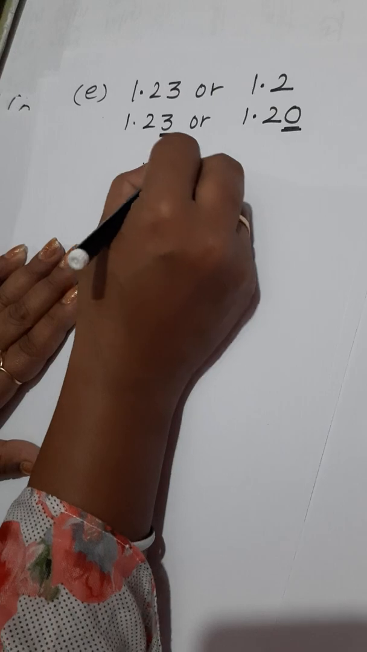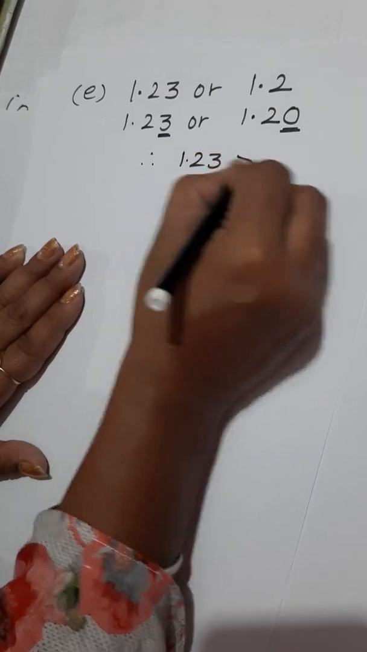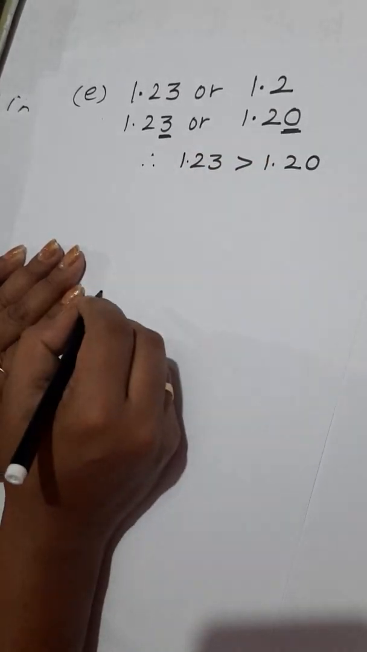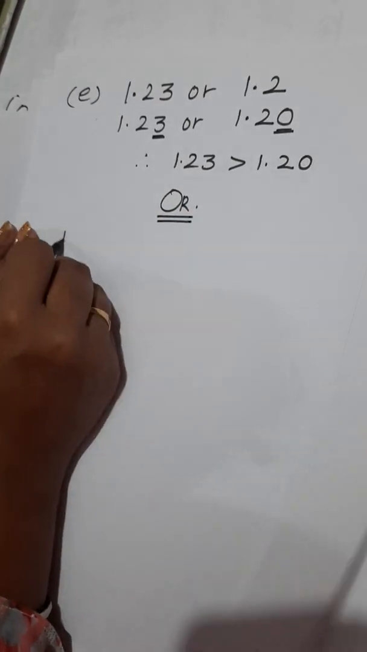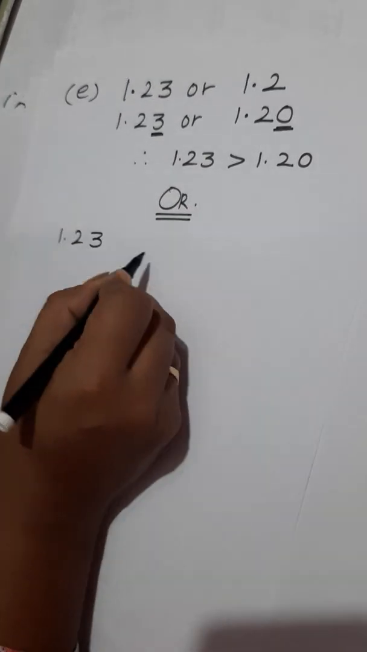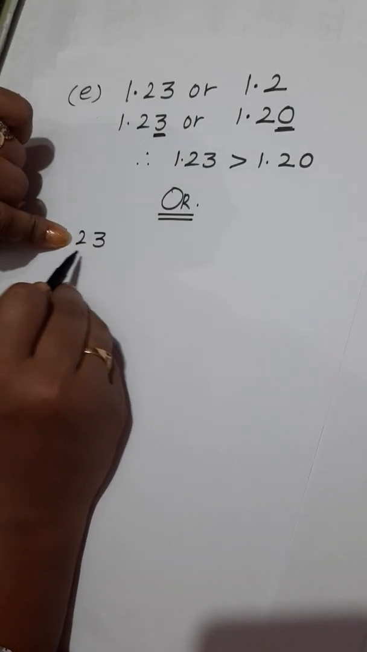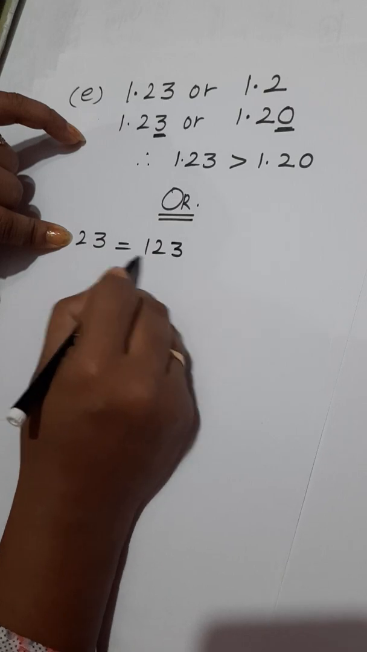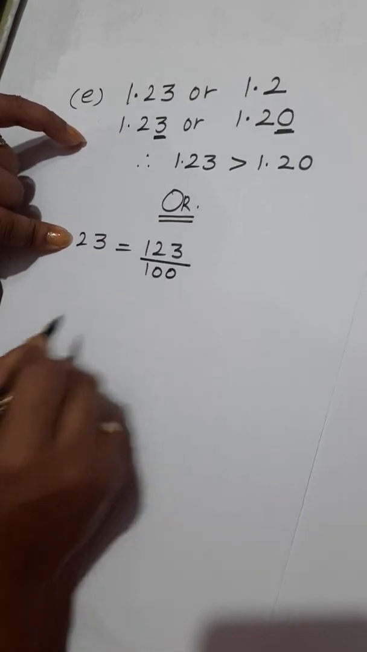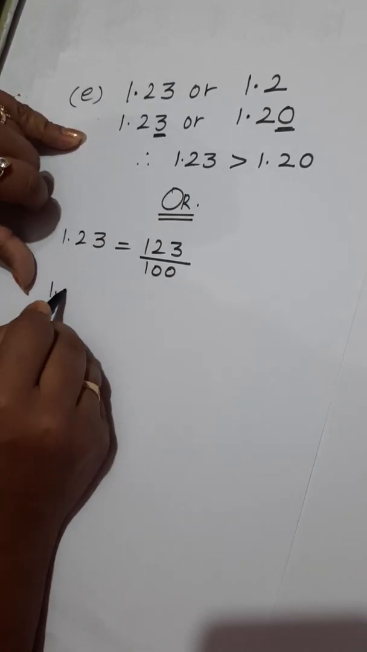So it is clear 1.23 is greater than 1.20. Now second method, for 1.23: if you remove the decimal, after the decimal we have 2 digits, so I will write 123 upon 100. The next I have 1.20.